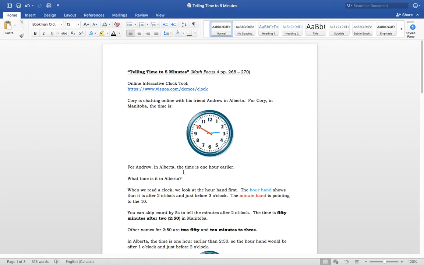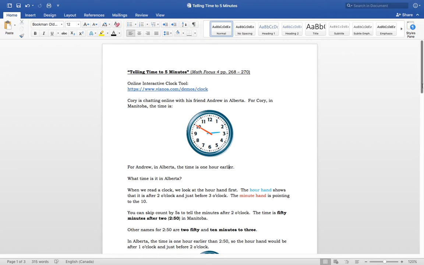in Manitoba. Other names for this are 2:50 in numbers, 2:50 in words, or it can also be read as 10 minutes to 3 o'clock. As you can see here, it's really close to 3 o'clock, and I just go 5, 10 to know that it is 10 minutes to 3 o'clock.